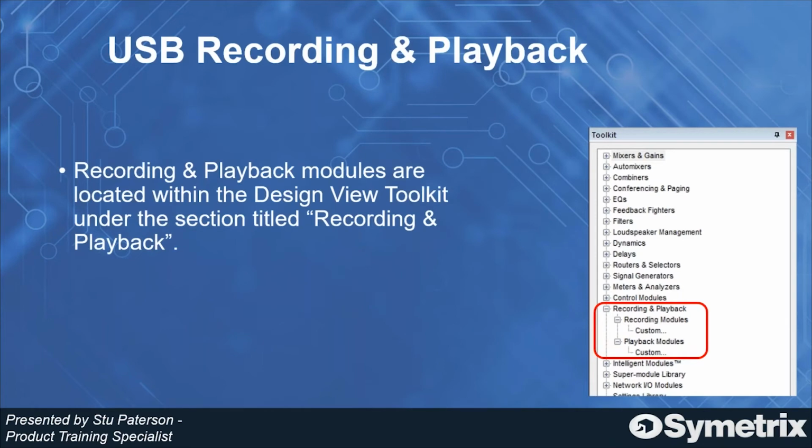So the recording and playback modules are located in the Composer toolkit directly under the control modules, as seen above, in their own section titled Recording and Playback. Both recording and playback each have their own subcategory, and by default, only the custom option is visible until you add a module into your design. More about this once we jump directly into Composer.